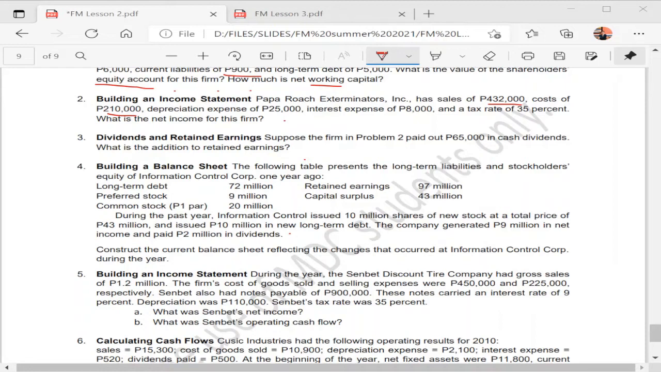Okay, so we have the beginning balance of 43 million. But remember, as I said earlier, what will be the entry if we are going to issue shares? If we issue the shares, we debit cash for the consideration, or subscription receivable if it's still subscribed, not yet paid. So how much was the consideration for the issuance of the 10 million shares? That was 43 million. So we debit cash for 43 million.